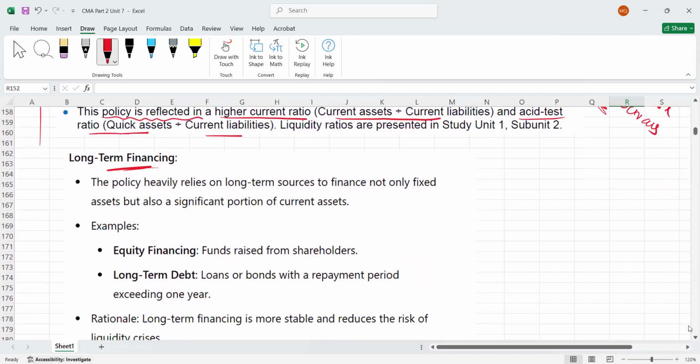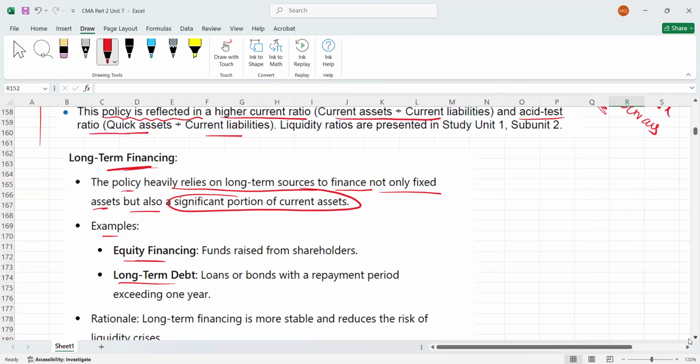So now they will rely more on long-term sources of finance. The policy heavily relies on long-term sources to finance not only fixed assets but also a significant portion of current assets, because our concern here is current assets, right? As I told you, the majority of the current assets will be financed using long-term sources of finance. Examples could be financing through equity or long-term debt.